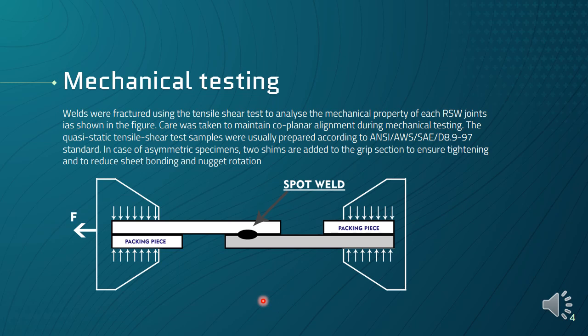Mechanical testing. All data used during analyzing and predicting the model were obtained from the tensile shear mechanical test. As you can see in the schematic, care was taken to maintain coplanar alignment during mechanical testing. The quasi-static tensile shear test samples were usually prepared according to ANSI AWS standards. In case of asymmetric specimen, two shims were added to the grip section to ensure tightening and to reduce sheet bending and nugget rotation.